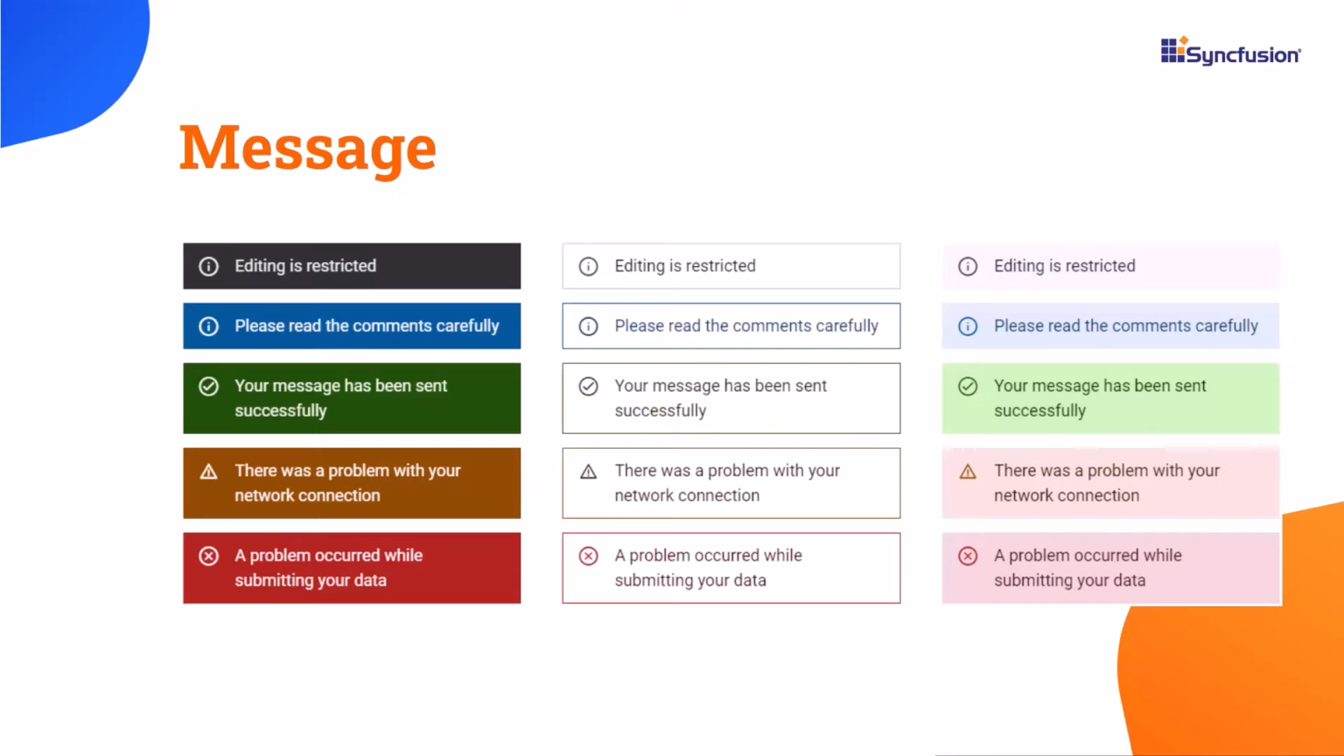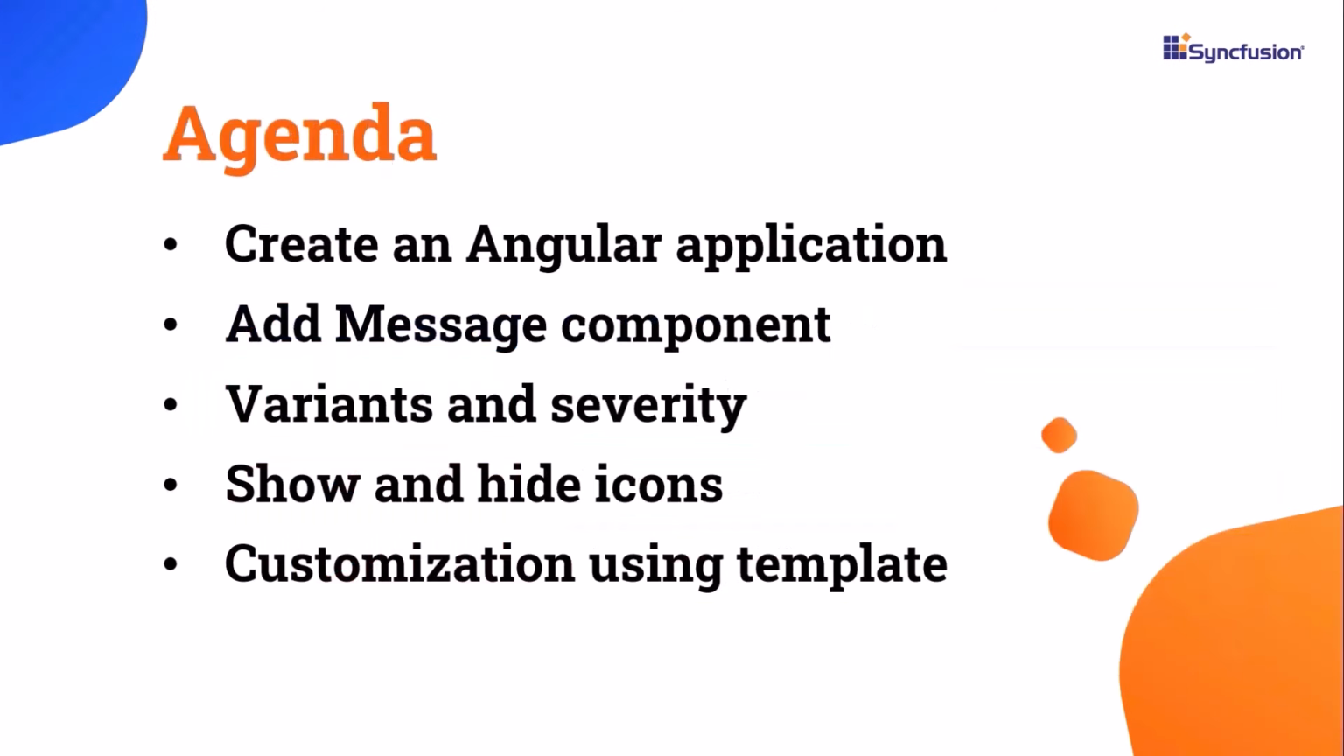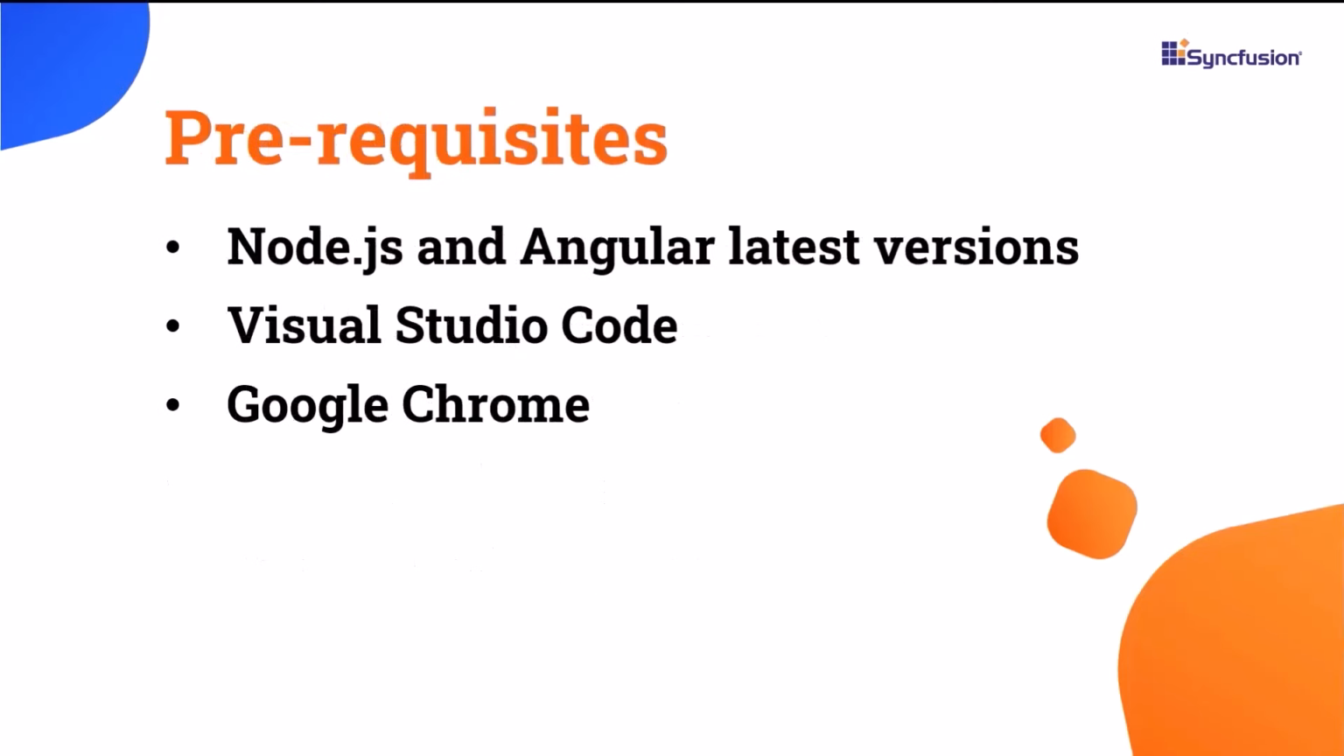With this Syncfusion Angular Message Component, you can display messages with severity levels. Additionally, you can enhance these messages with icons and colors to denote the importance and context of the message. In this video, I will show you how to create an Angular app, add the Angular Message Component, and use a few of its basic features such as changing variants, severity, show and hide icons, and customize the component using templates. Let me start with the application creation process.